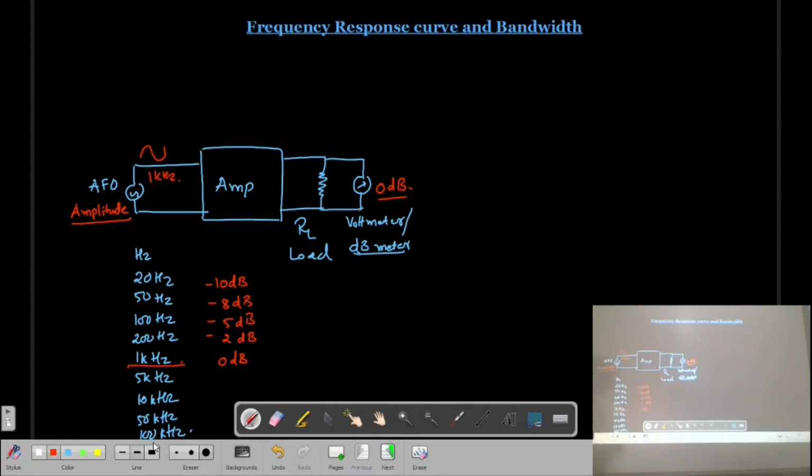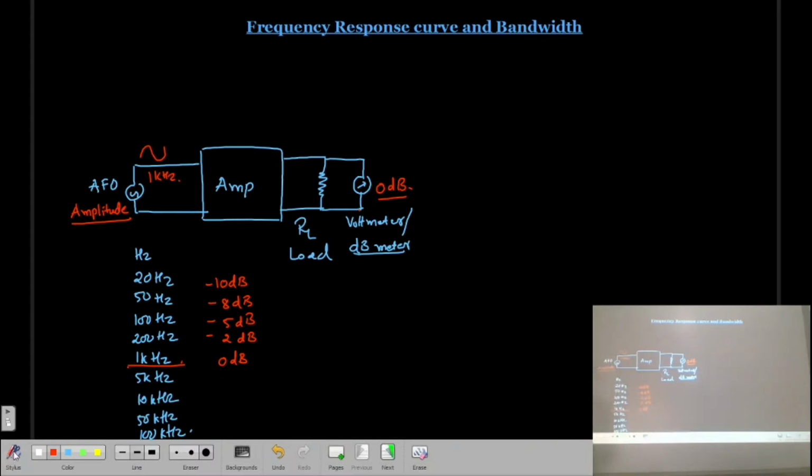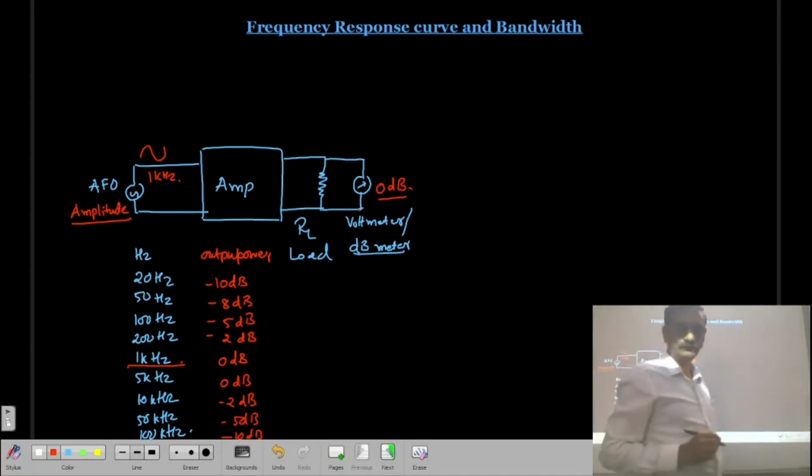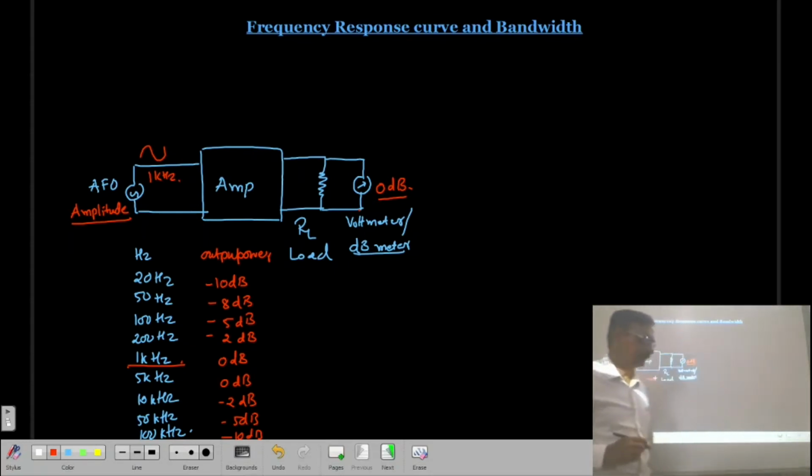Then if I increase the frequency again, what will happen? This will remain at 0 dB. Then it will become minus 2 dB, minus 5 dB, minus 10 dB. In this way, the output power is going to change in this manner. And now we plot this curve. So how can we plot this curve?